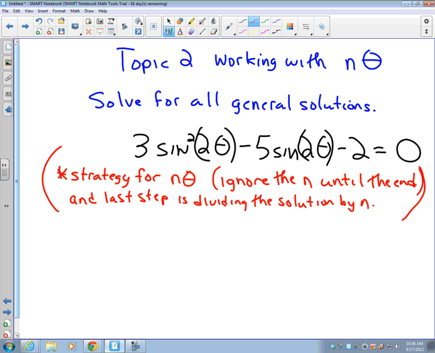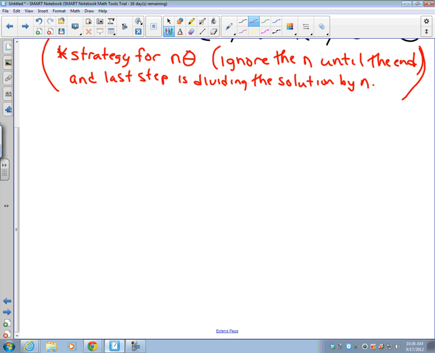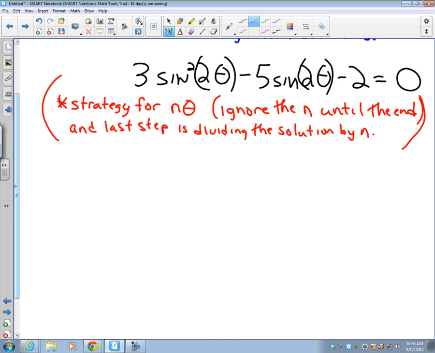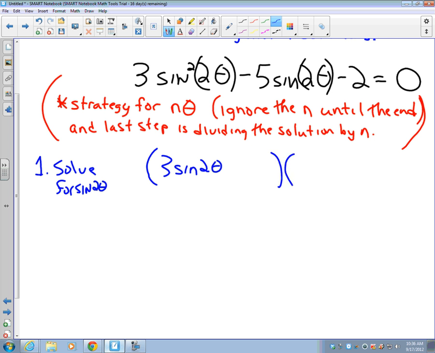Okay, so we do exactly what we did before. Pretend the 2 theta is not there, or 3 theta, or 5 theta, or whatever it is, right? It can be anything. So we're going to factor first. So step number 1, solve for sine. In this case, it'll be 2 theta, but it doesn't really matter. So we go like this. The thing is, you have to write that 2 in there all the time, right? You just have to keep it there.